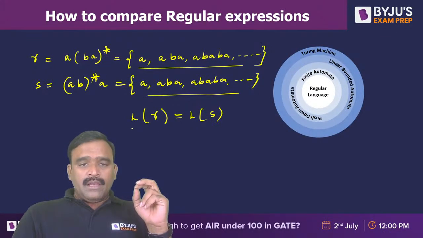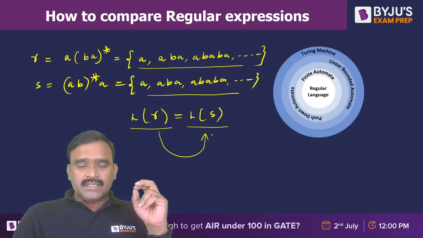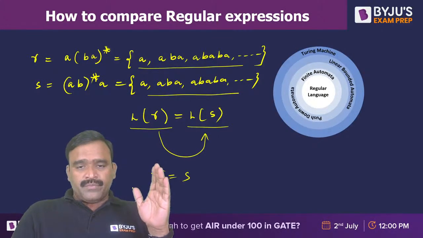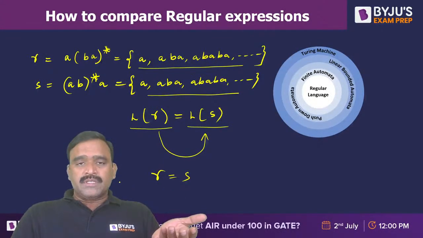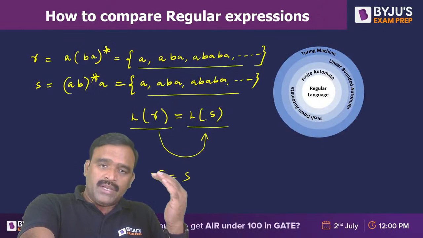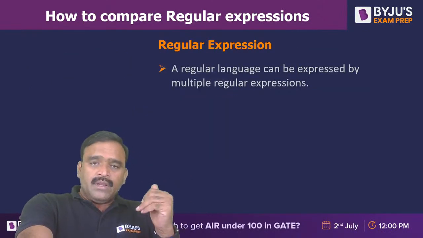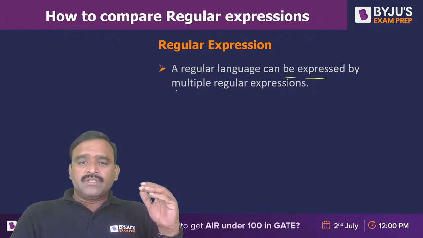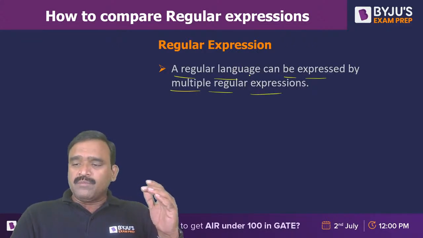If the language of regular expression R is the same as the language of regular expression S, then we can say that both the regular expressions are similar. And we may have more than two expressions for the same language. There is a minimum of one expression for every regular language. A regular language can be expressed by means of multiple regular expressions in a simplified format.